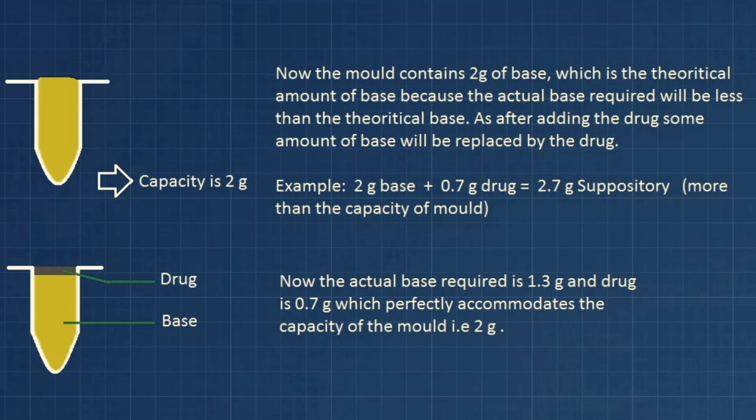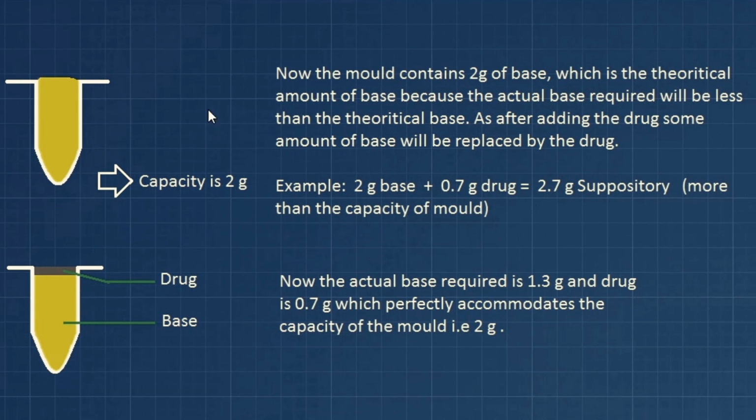Now you can see I have drawn these molds. These are the suppository molds that I have drawn, and first of all let me tell you that the yellow color indicates the base and the gray color indicates the drug, and the capacity of this mold, meaning the amount of medication this mold can hold, is 2 gram. This is the maximum capacity of this mold.